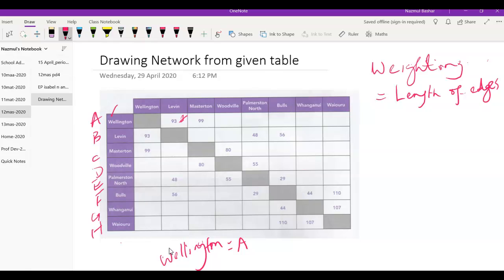1, 2, 3, 4, 5, 6, 7, 8. So there are 8 nodes. That's one of the things you got to do, and then label them in a simple alphabetical order, or as you prefer. Why did I shorten the names of the cities? Well, obvious reason, because writing all those names is not that simple.